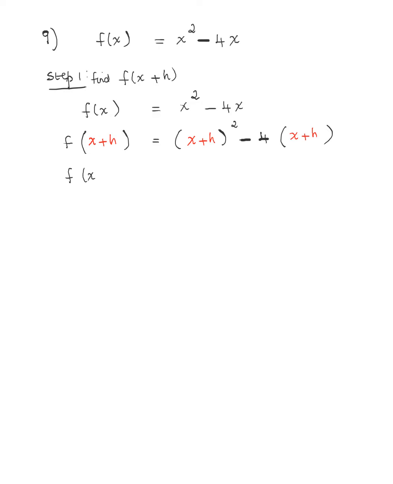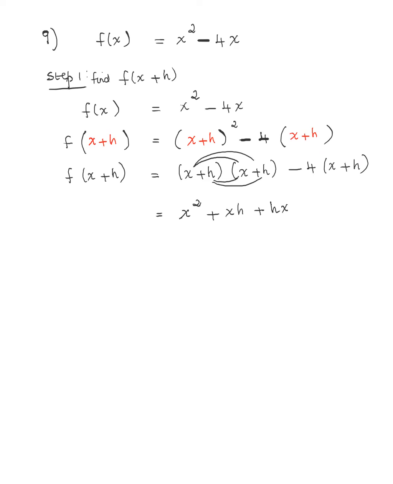So we know that x plus h squared means x plus h times x plus h, minus 4 times x plus h. Now we are going to use FOIL to expand this. So we get x squared plus hx plus hx, hx or xh, both are the same, and distribute the negative, minus 4x minus 4h. So we have to combine the like terms. These two are like terms here. So we get x squared plus 2xh plus h squared minus 4x minus 4h. So this is our f of x plus h.